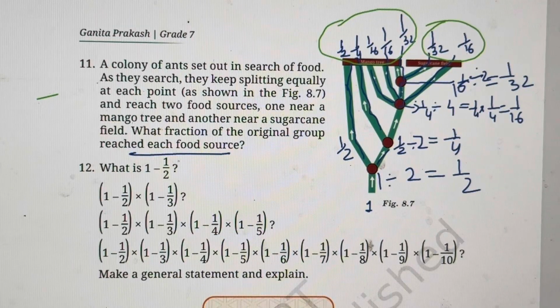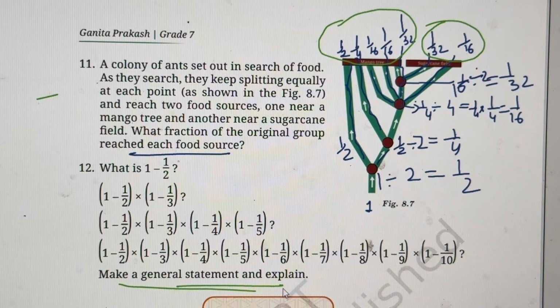Question number 12. What is 1 minus half? What is that equal to? Then 1 minus half into 1 minus 1 upon 3, into 1 minus 1 upon 4, into 1 minus... Like that we need to find out what the answer is here and then make a general statement. So we need to observe a pattern over here. Right? If I just show you one or two of them, you will come to know the pattern, and then we can frame the general formula. Right? So here 1 minus half means 1 whole minus half will be half.